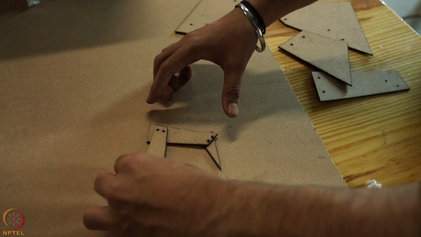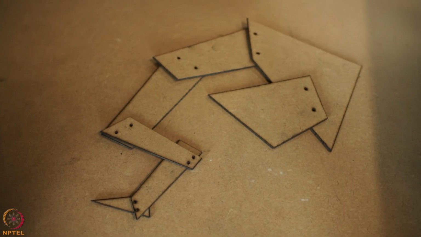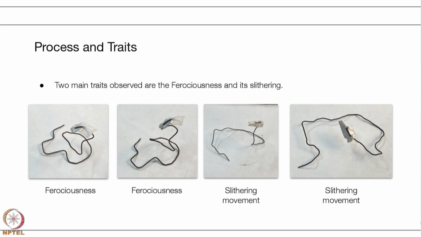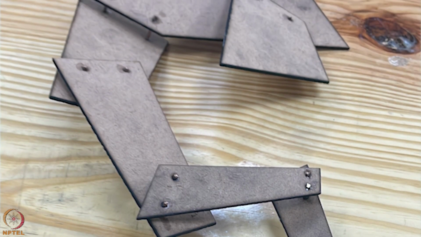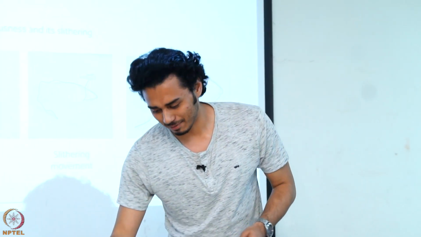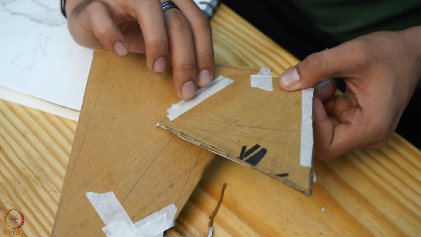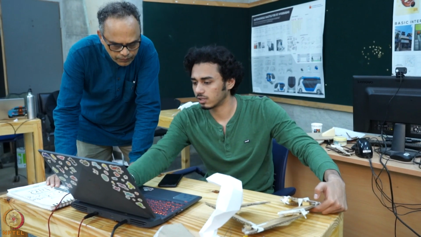Then for the final sculpture, I took the slithering movement of the snake, and with wires I did some doodling, trying to find the perfect sculpture for it. The first two depicted ferociousness, and the other two depicted the slithering movement of the snake. Slithering was a kind of elegance. So I chose the slithering movement, and then I made this cardboard model, which is kind of abstract.